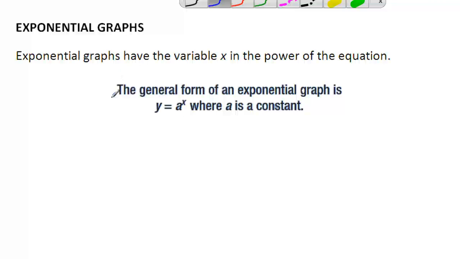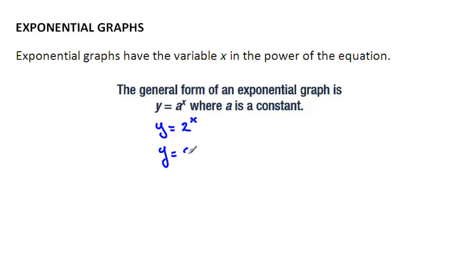First of all, they have a formula that goes y is equal to a to the x. Now that x is the power or the exponent, and a is usually a number. So we can have equations like y is equal to 2 to the x, or y is equal to 5 to the x, numbers like that. So they're called exponential graphs.